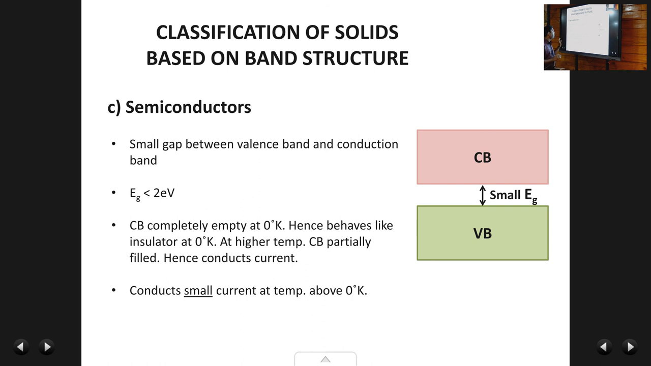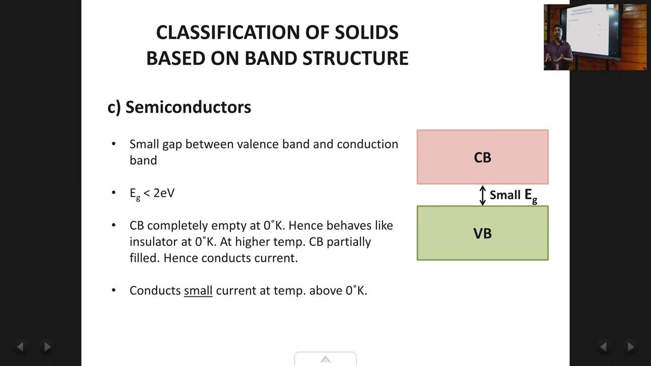But as you raise the temperature above 0 Kelvin, what happens? You are raising the energy level. So electrons in the valence band start being excited. They start gaining little by little more and more energy. And when this small energy gap is overcome, electrons in the valence band jump into the conduction band and they are available for conduction. So at any temperature above 0 Kelvin, the material conducts a small amount of current. So a semiconductor becomes conducting only at temperatures above 0 Kelvin.